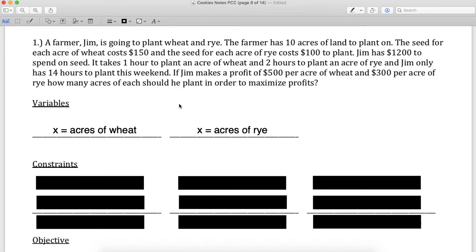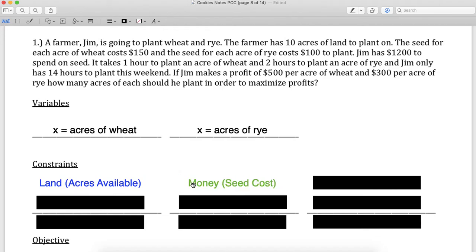And again, we're trying to figure out what combination of wheat and rye will maximize his profits. Now, if you read carefully, you realize we're working with 3 different constraints. One of the constraints is the land that he has available for planting. One is the money that he has to buy the seed. And the last constraint is the time that he has to plant. I've chosen colors here: when I get to my graph, I'm going to use blue for the land, green for the money, and red for the time.